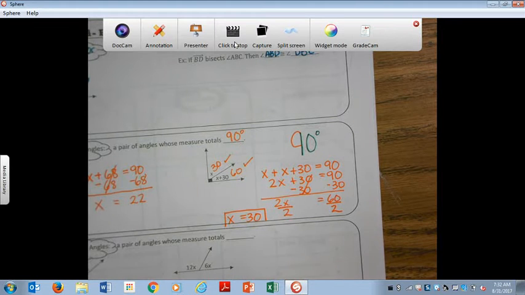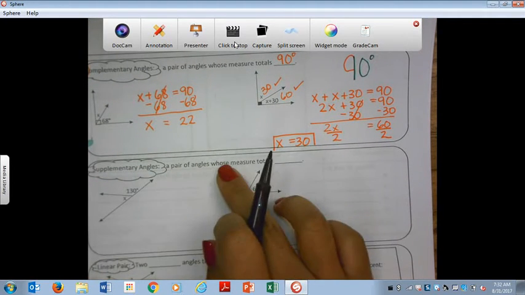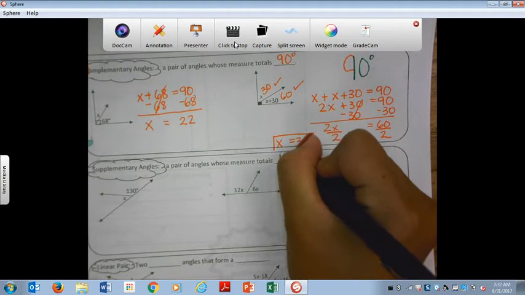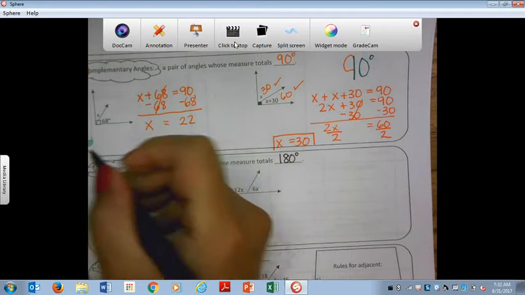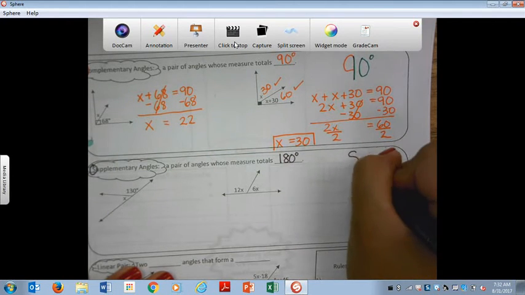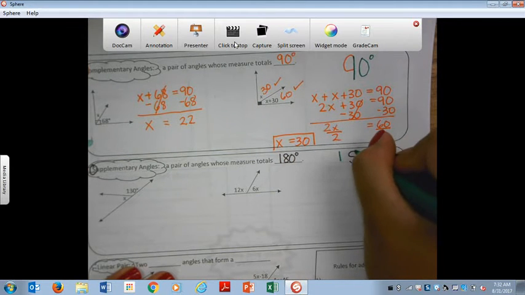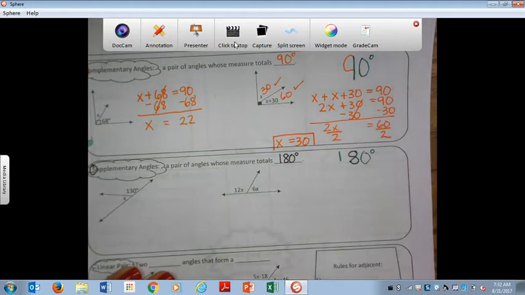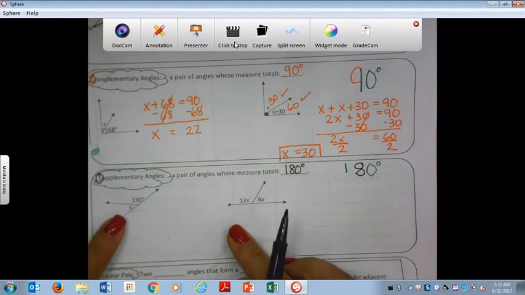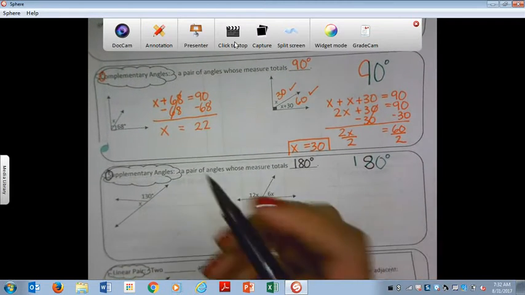Next term are supplementary angles. These are a pair of angles whose measure totals 180 degrees. So supplementary begins with the letter S. What you would do is make that S into 180 degrees. So a good way to remember that. So same thing as complementary. This time we're going to set the two angles up to equal 180 degrees.